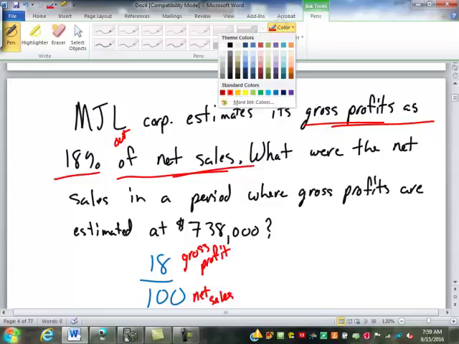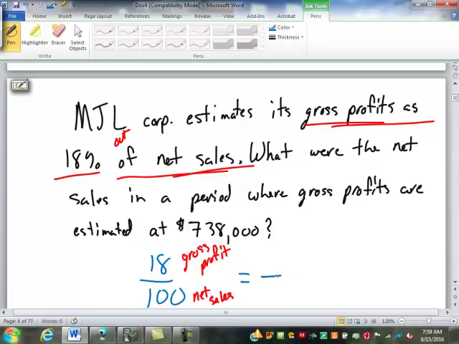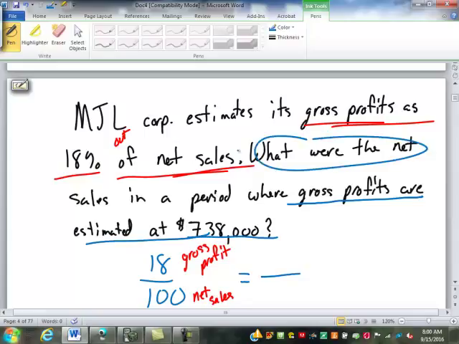Okay, so there's the big question. Where does the 738,000 go? Is 738,000 representing the gross profit or the net sales? Gross profits are estimated at it. Right? It says it's representing the gross profit. It says find the net sales. What are the net sales? We're looking for this. So 738,000 is what gross profits are estimated at. That's the estimate. And technically this isn't gross profit, it's the estimate of gross profit, but close enough, right?